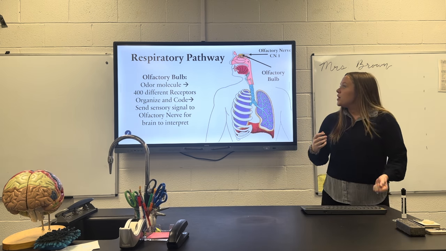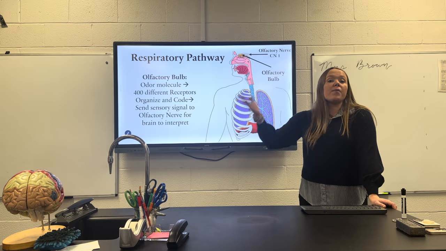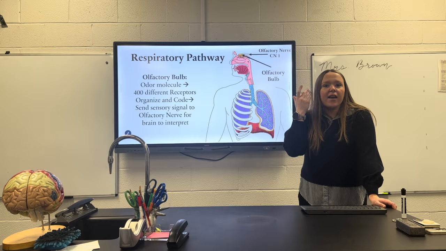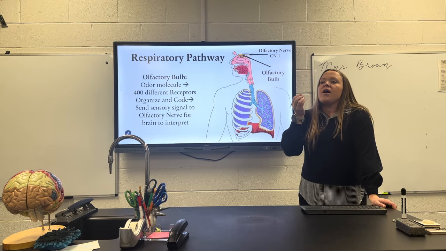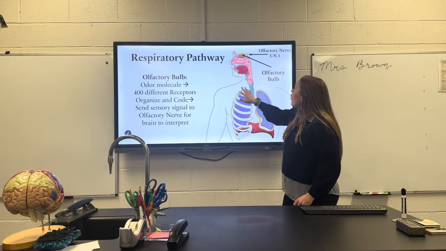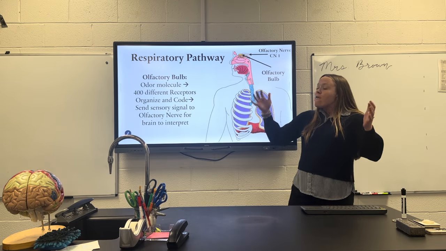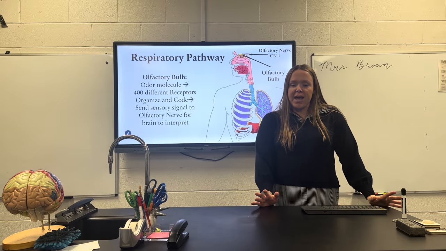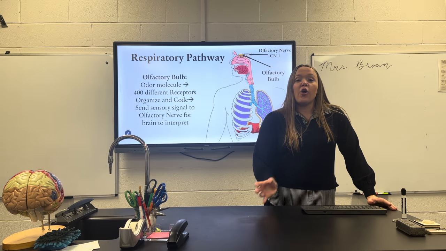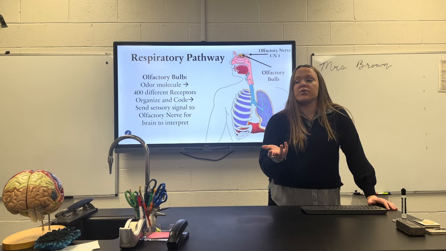The next structure is our olfactory bulb and our olfactory nerve, which is cranial nerve 1. The olfactory bulb takes an odor molecule from the air. So we breathe in air, and in the air there's tons of molecules. There are different things that we can smell, and that odor molecule will come in contact with the olfactory bulb, which has 400 different types of receptors. They're all trying to sense different types of odors or odor molecules.